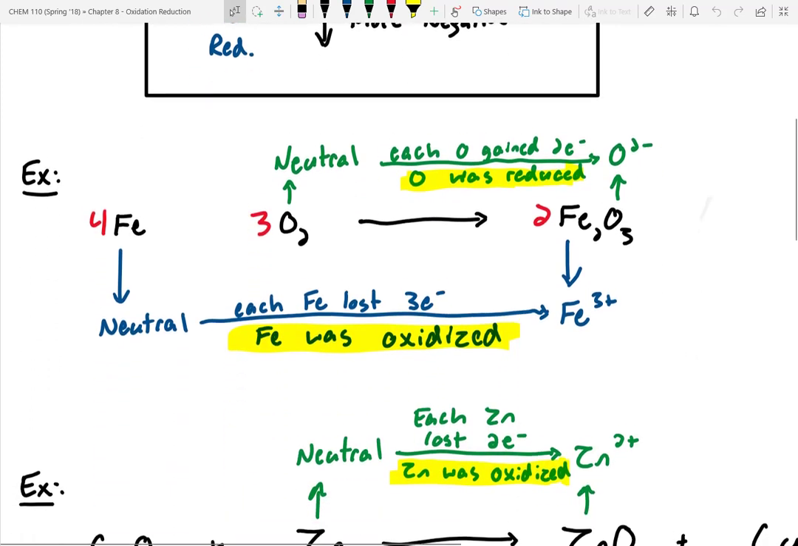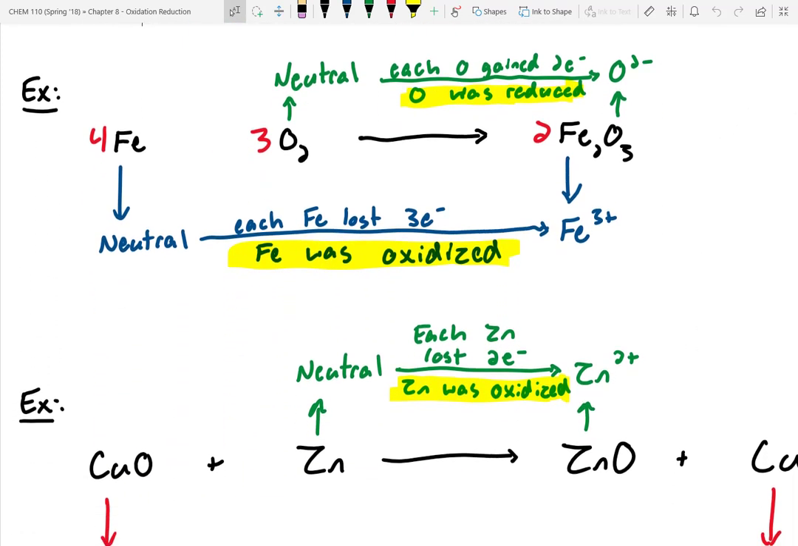We saw a few examples yesterday. We started off with some easy ones. So the first one, we saw iron is neutral when it's by itself, but when it's bonded to other types of elements, we know that in this case it would be 3+. That means each iron lost 3 electrons and was oxidized. Versus the oxygen went from oxygen O2 being neutral to oxygen 2-. That means it gained 2 electrons and was reduced.